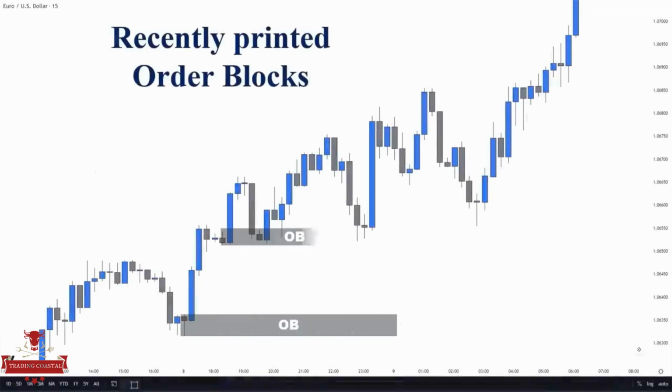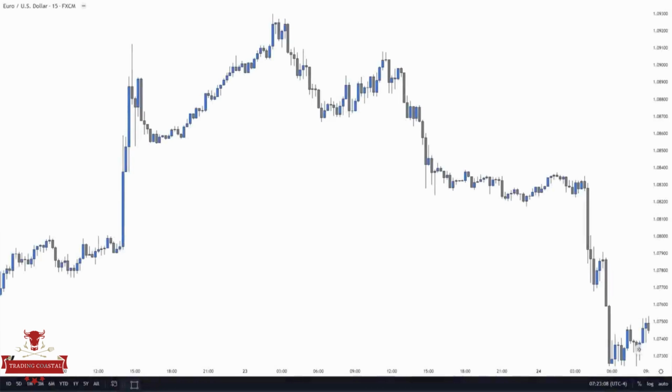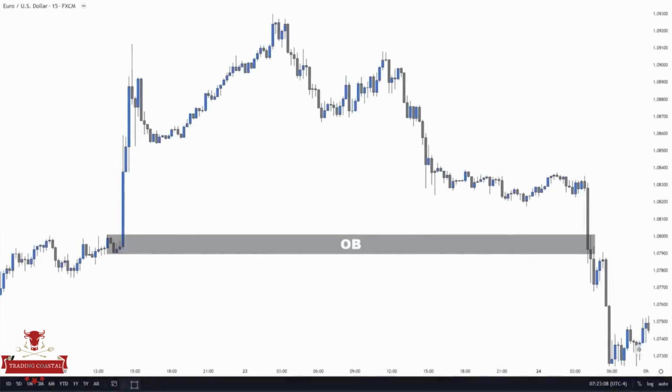Here on the euro-dollar, when we have a clear trending market, see how often the market prints fresh order blocks, rejects them, and continues pushing up. On the contrary, look at another example. Here we have a valid order block zone.